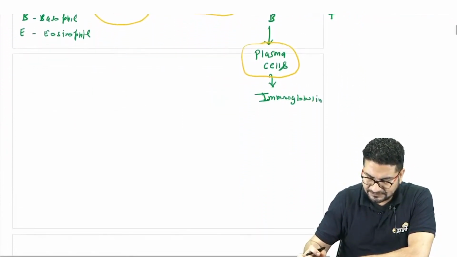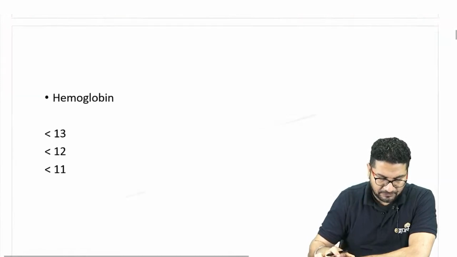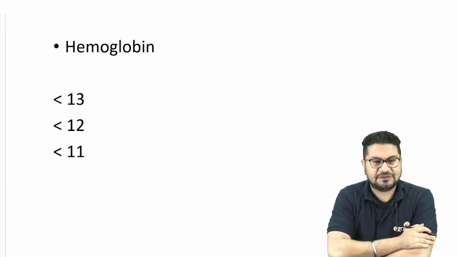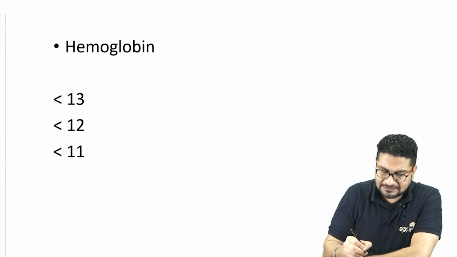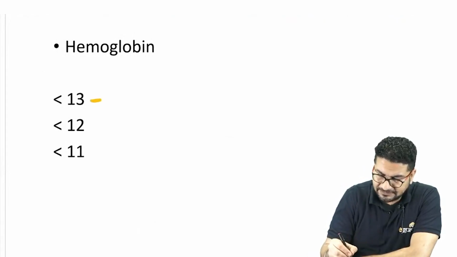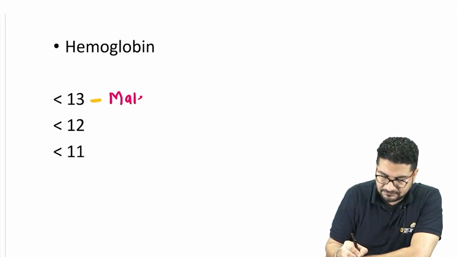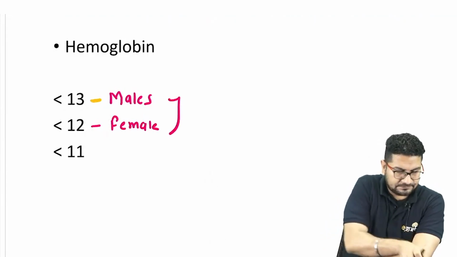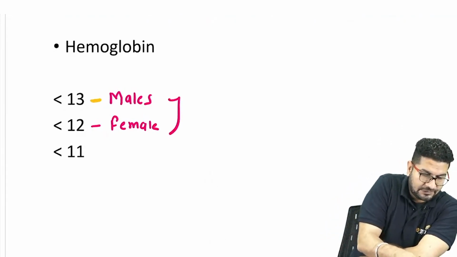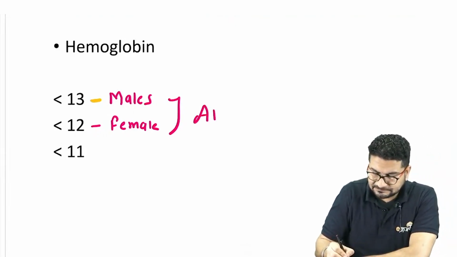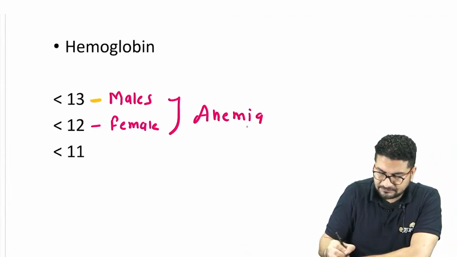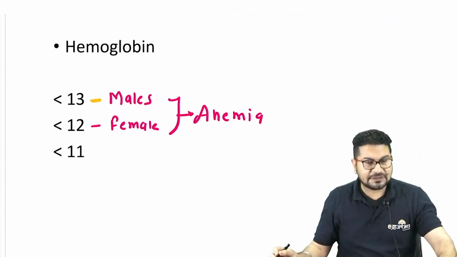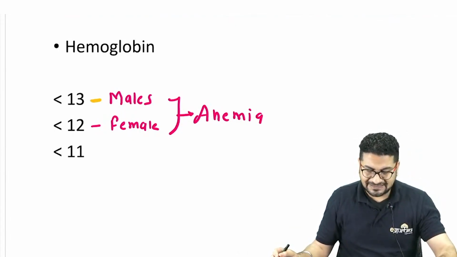In CBC, first thing, we see hemoglobin. Clear? In CBC we see hemoglobin. So if I say less than 13 in males and less than 12 in females, this is what we call anemia. So anemia is defined as decrease in hemoglobin, if I say it is less than 13 in males and less than 12 in females.